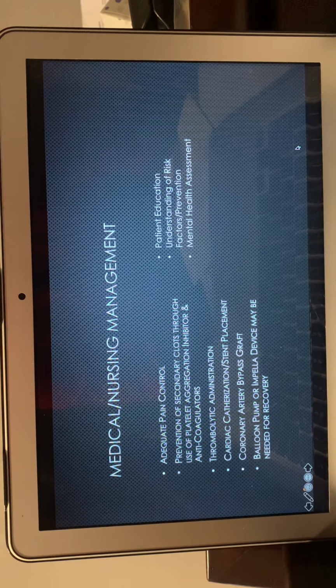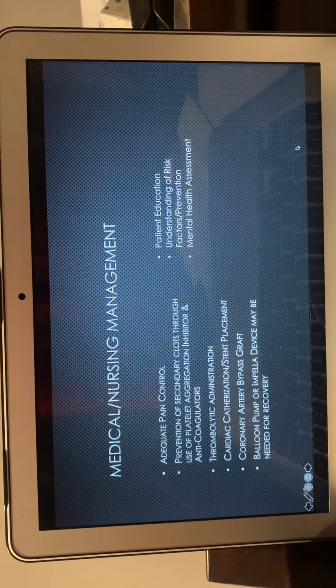Thrombolytic administration. So something like TNKase may be administered to try to bust that clot and reestablish blood supply to that part of the heart. And then, of course, cardiac catheterization and stent placement. So actually going in through one of the arteries and feeding into the heart and finding that blockage and then placing a cardiac stent into the blockage to reestablish blood supply.